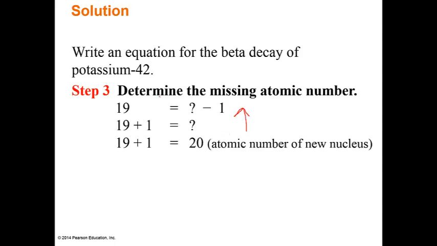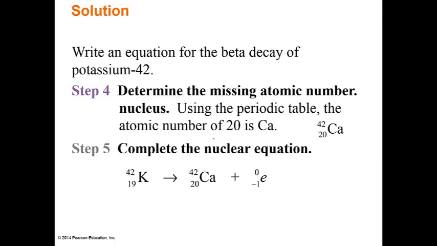So we got to figure out, well, what minus 1 will equal 19? Well, we bring it over, we add 1 to 19, that's 20. So our new nucleus is going to look like, we start with potassium-42, okay? Our nucleus becomes calcium-42, simply because of that atomic number change, and our beta particle comes flying off.